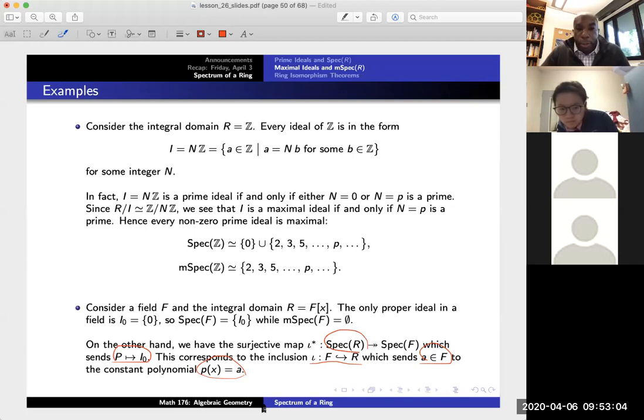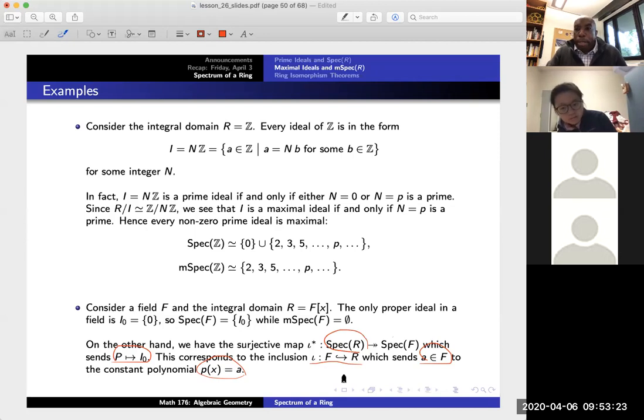Now, there was a question earlier about whether I can reverse the arrows here. For example, if I have a map going from F into R, can I use that to write down a map maybe going from spec F into spec R? Well, the problem is that there are a lot of ways to do that.